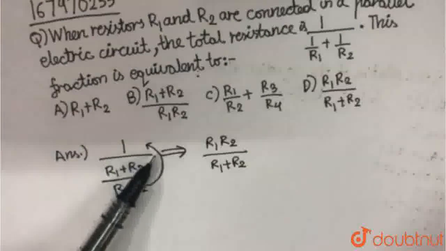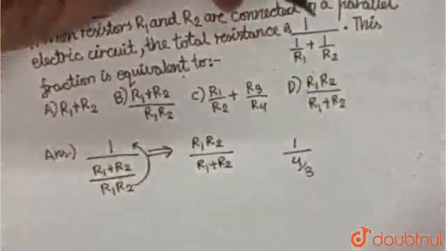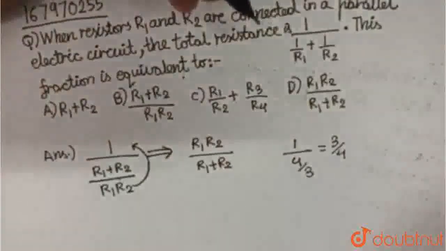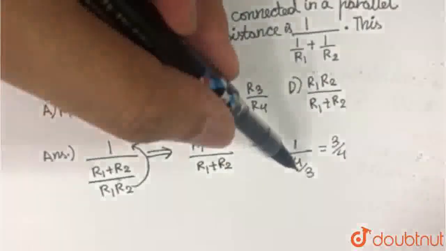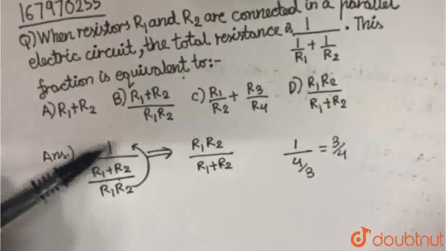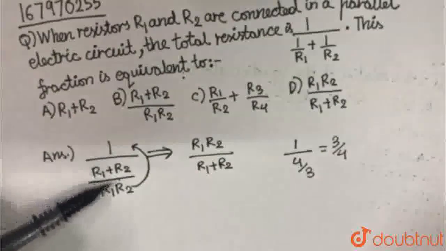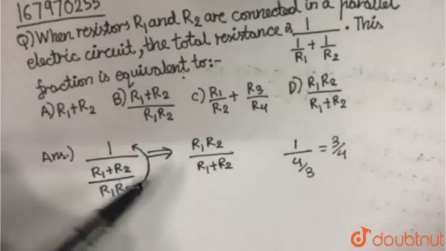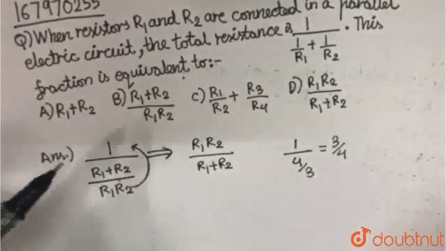Okay, because like take for example, whenever you have 1 upon 4 by 3, so what does this become? It becomes 3 by 4. It simply becomes 3 by 4. 1 upon 4 by 3 means 1 part of 4 by 3. It becomes 3 by 4. So similarly, this says 1 part of R1 plus R2 upon R1 R2. So it becomes R1 R2 upon R1 plus R2.